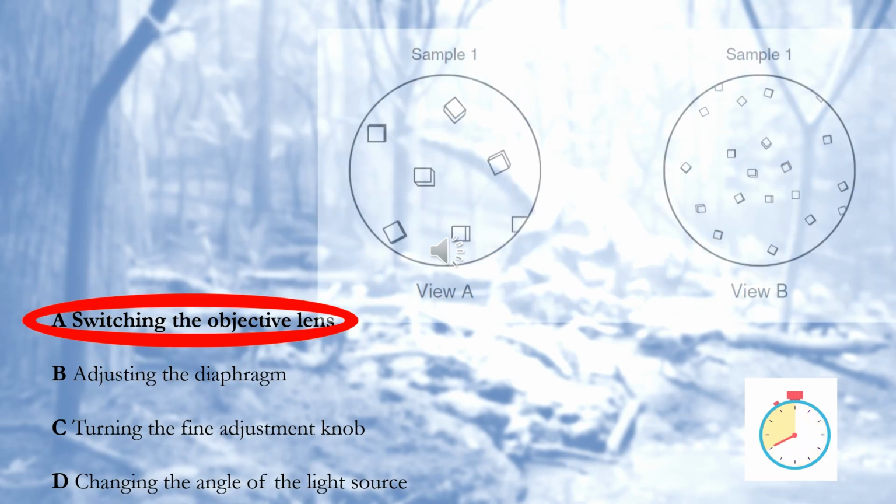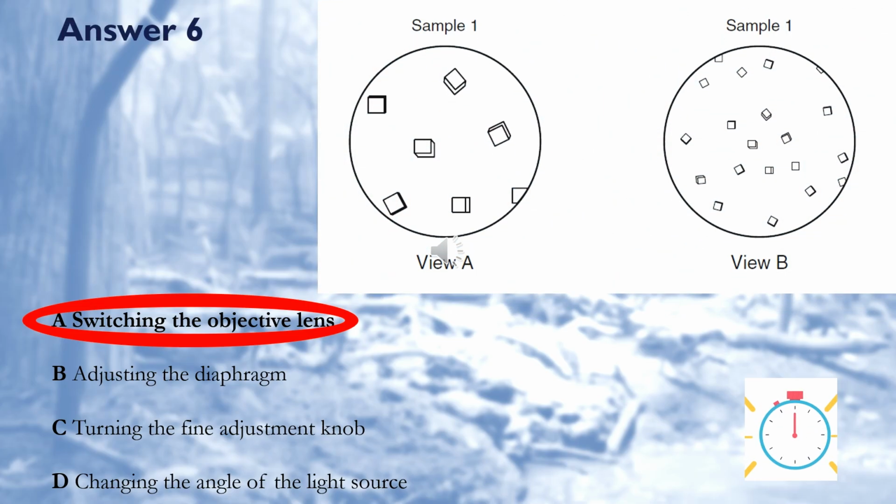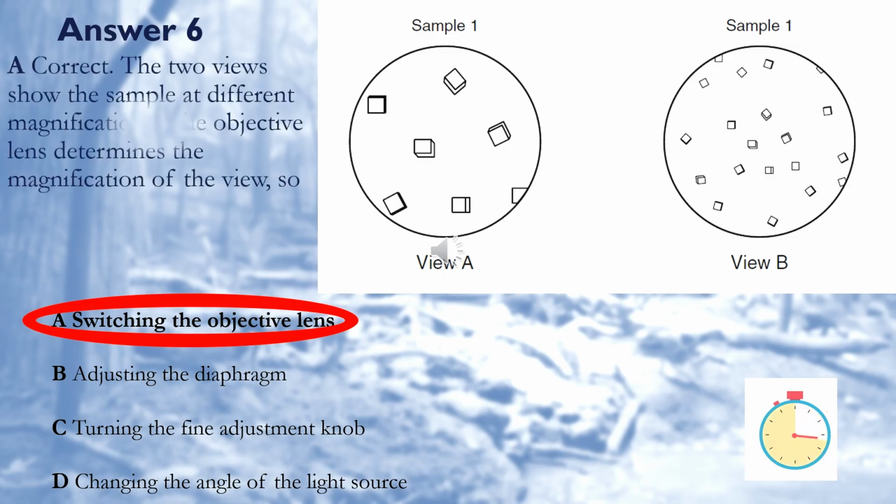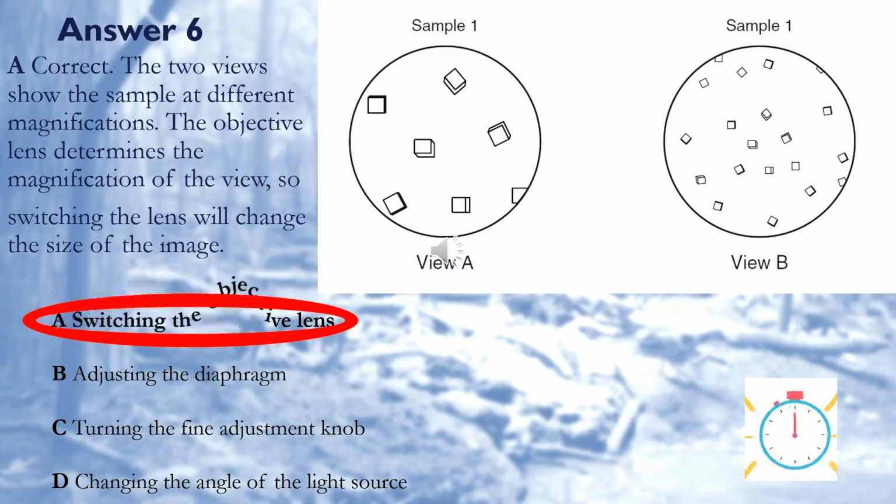A. Correct. The two views show the sample at different magnifications. The objective lens determines the magnification of the view, so switching the lens will change the size of the image. B. Incorrect. A change in the amount of light shining on the sample would make the sample appear darker or lighter, not larger or smaller.